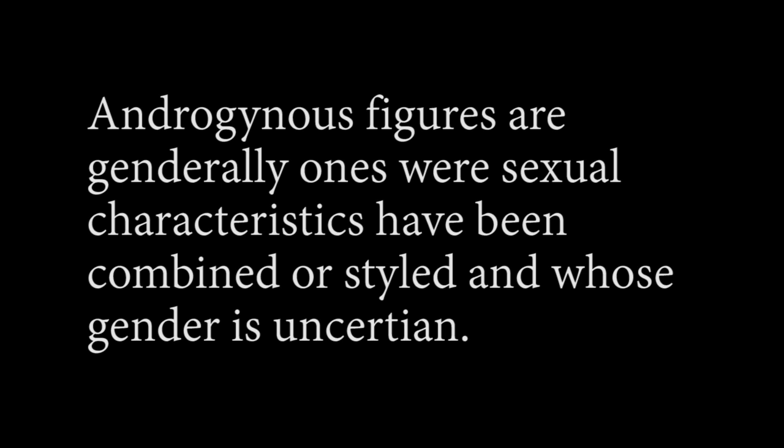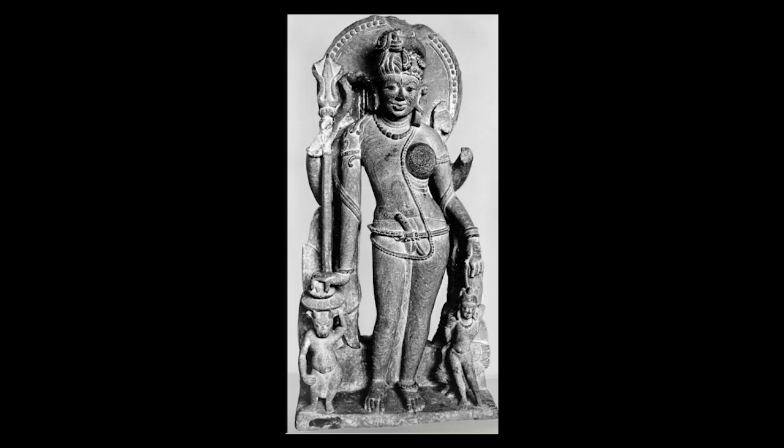Androgynous figures are generally ones where sexual characteristics have been combined or styled and whose gender is uncertain. These androgynous figures appear in Egypt in some of their representations of the gods and goddesses, as well as in Hindu deities. Some of their avatars exist as both sexes, and depictions show this. For example, the Shiva Ardhanarishvara as seen now is split down the middle, and one side is masculine and one side is feminine. One of the more famous androgynous representations are the Western depictions of biblical angels who have no sex. Now let's get to gender representation in contemporary art practices.